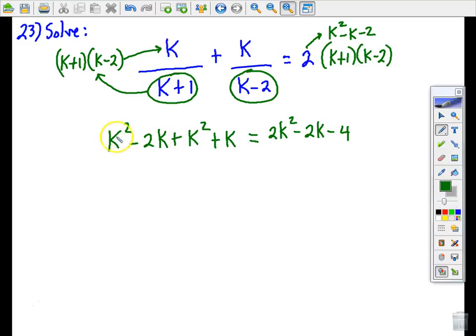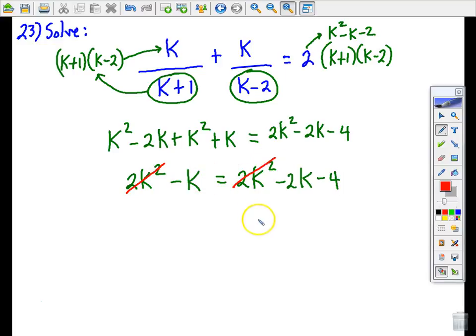We can add k squared and k squared. And we can combine these k terms. Negative 2 plus 1 is negative 1k. Okay. No pun intended. The k squares are going to cancel when we subtract. Hopefully you can see that. We can just mark those out.